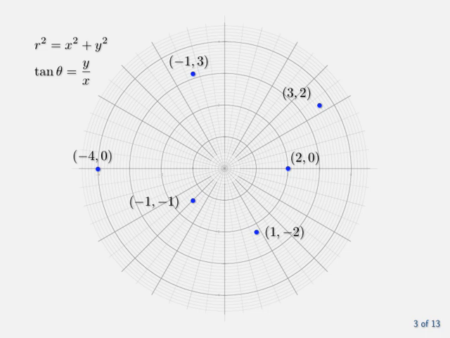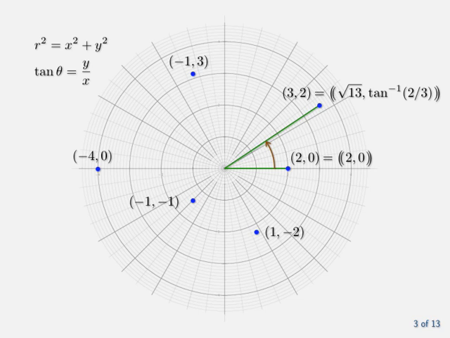The point with rectangular coordinates (2, 0) may be labeled with radius r equals 2 and angle theta equals 0. So the polar coordinates are also (2, 0). The point with rectangular coordinates (3, 2) may be labeled with radius r equal to the square root of 3 squared plus 2 squared, which equals the square root of 13, and angle theta equal to the inverse tangent of 2/3.